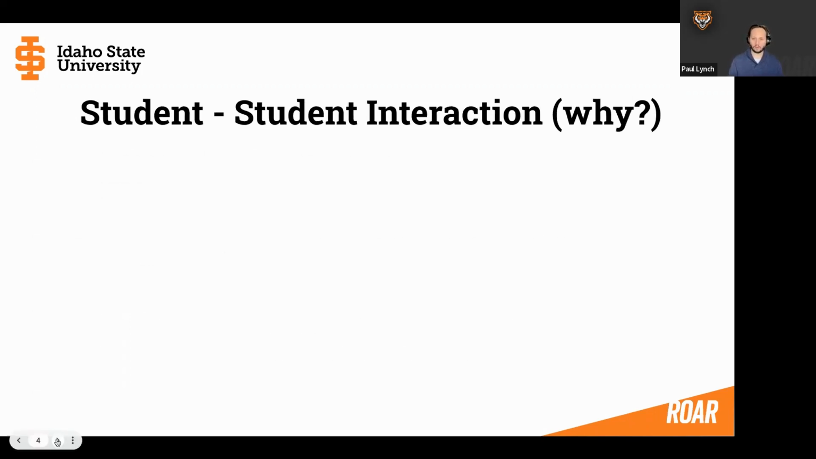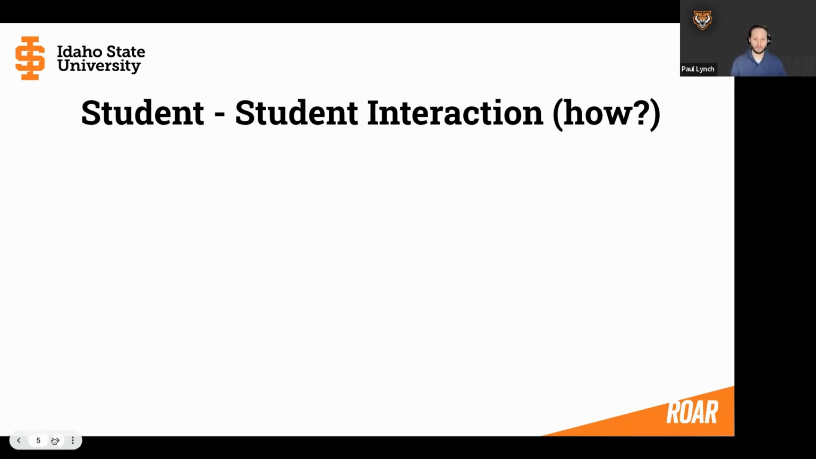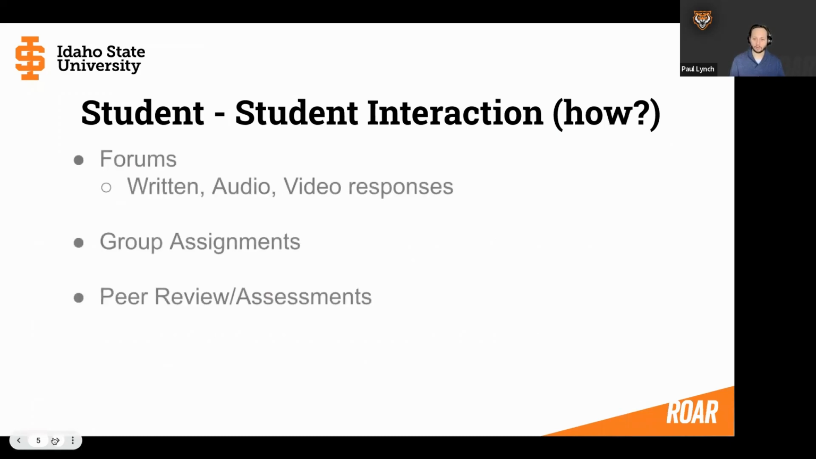So why do we want to have these student-to-student interactions? Well, it's an opportunity for them to develop connections and social presence with their cohort. They also have chances to present to, review, or work with their peers. And I think one of the most important parts is students who feel supported in their courses are more likely to achieve those course outcomes. So next, how can we incorporate student-to-student interaction in our courses?